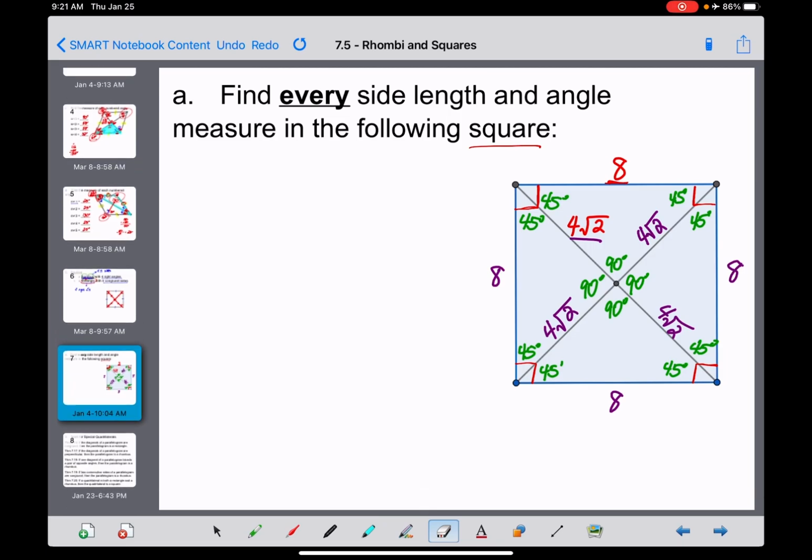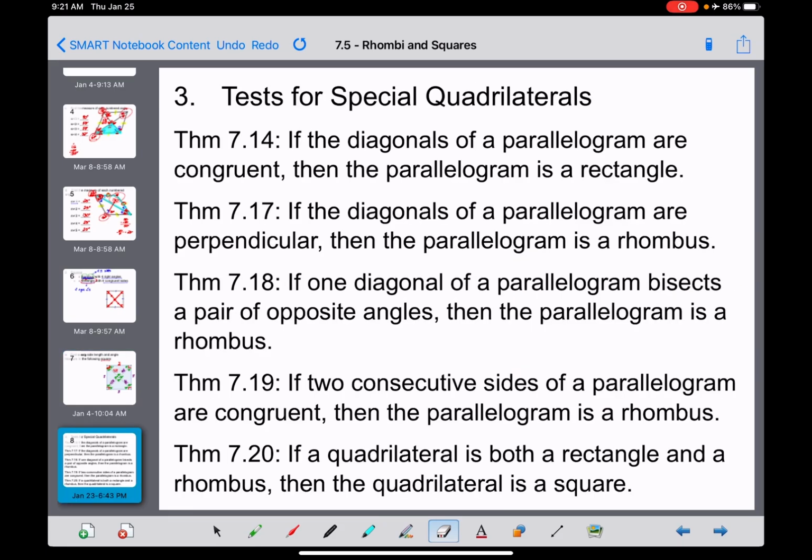Now, the last thing I have for you guys in this section here is a list of theorems that's a little bit long. Sorry, I wouldn't really recommend that you guys write all these down in your notes, but I just want you guys to be aware that all of these theorems, there are 5 of them right here, do exist, and these are things we're going to use at the end of this chapter when we talk about ways of testing for special quadrilaterals.